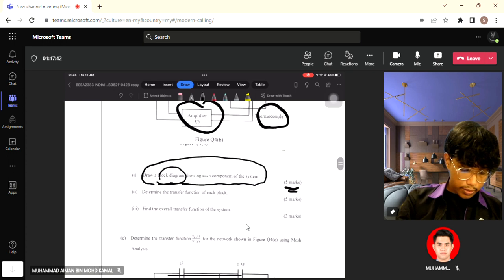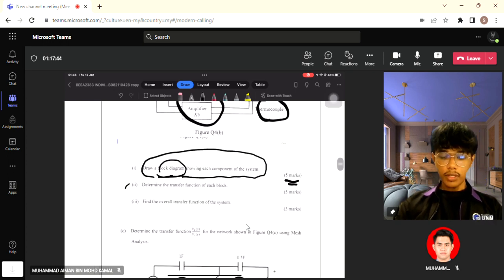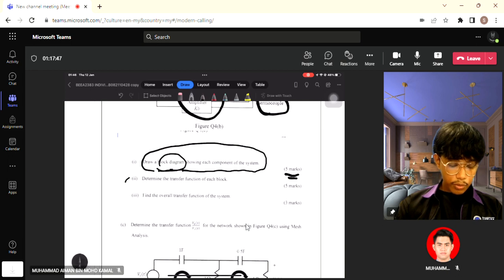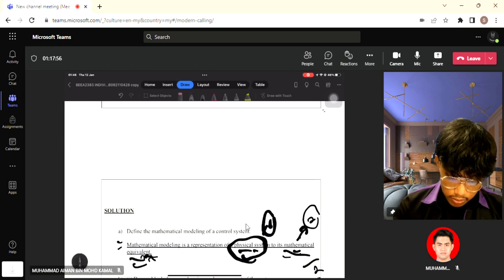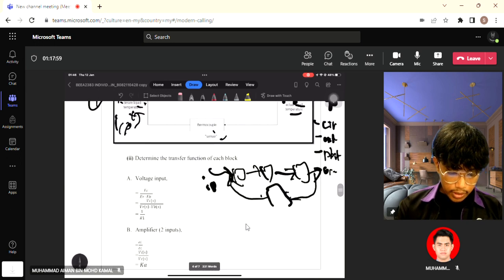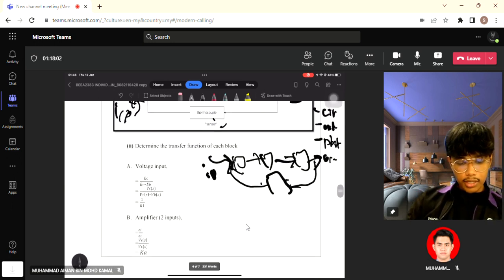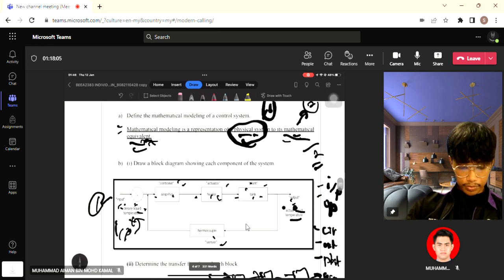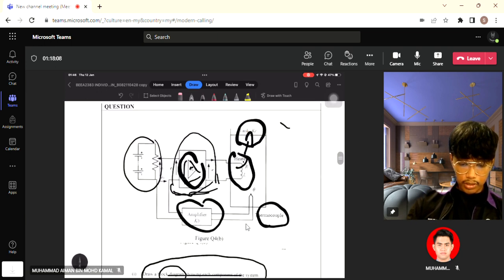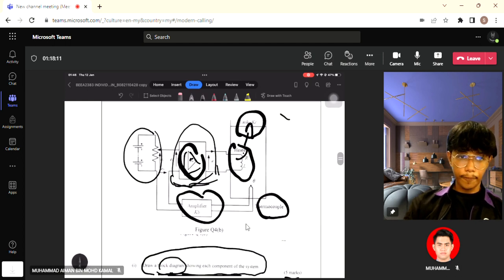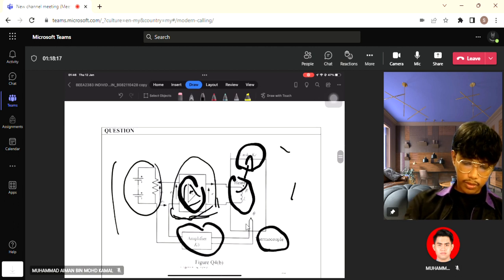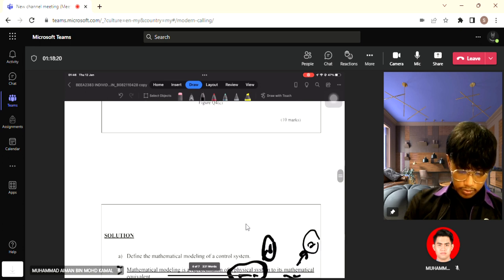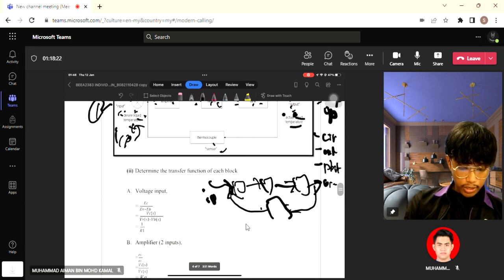So we're going to move on to the next question. The second question asks: determine the transfer function for each block. Determine the transfer function of each block. Alright. The transfer function we get from the figure, from this figure, figure one.